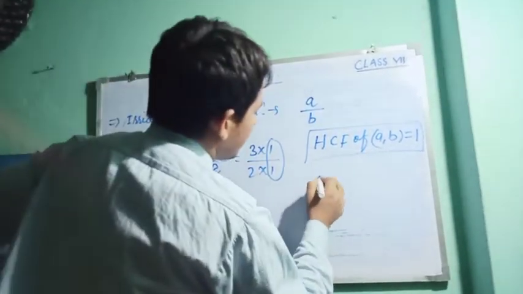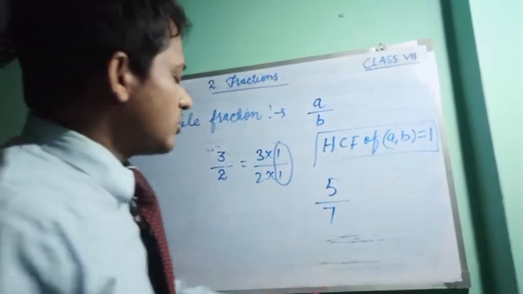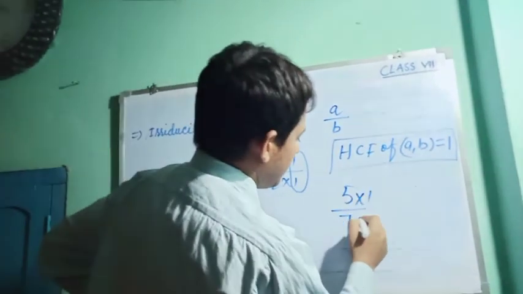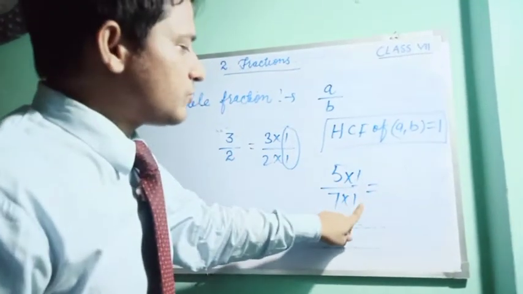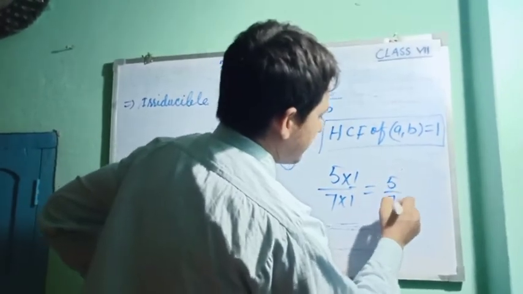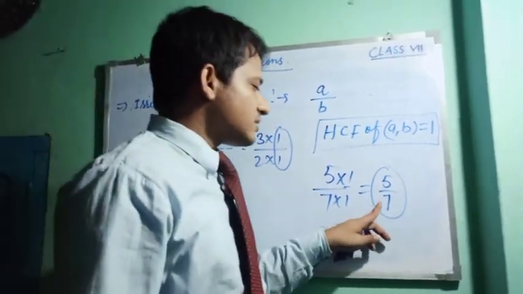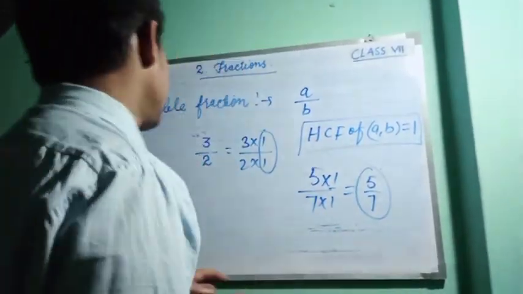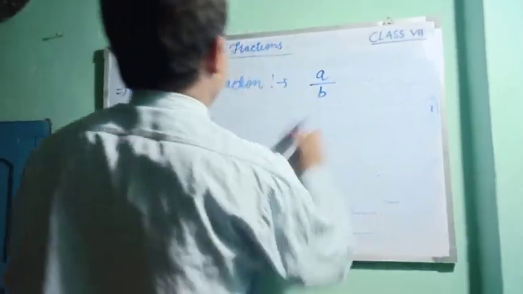Next example, 5 by 7. Both 5 and 7 have 1 as the common factor. That means the HCF of 5 and 7 is 1. So 5 by 7 is also an irreducible fraction, or lowest terms fraction. I hope you got it.